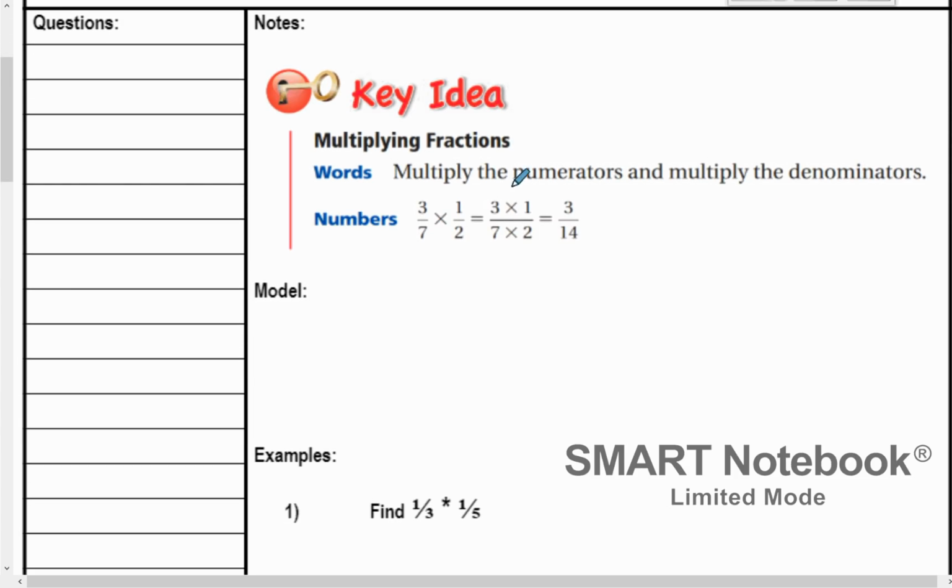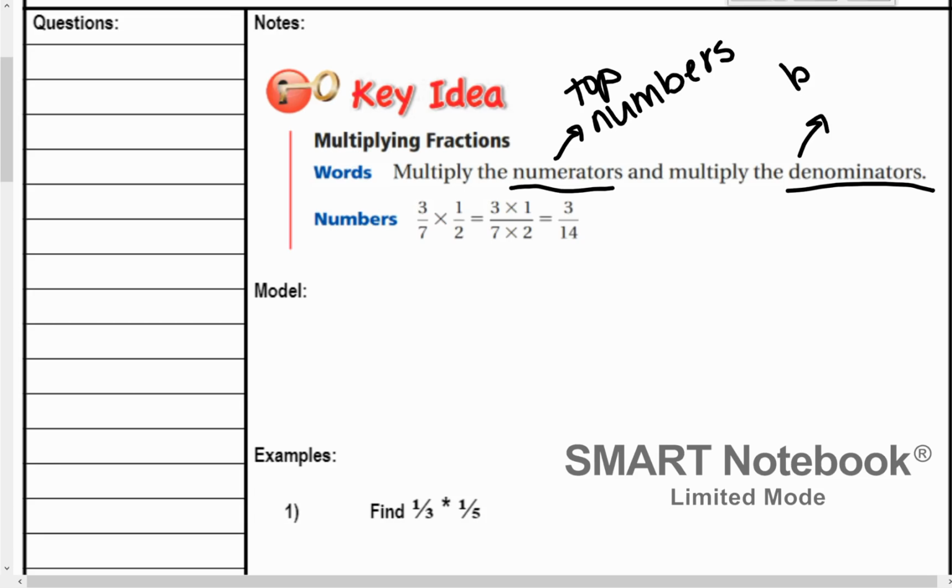All you do is multiply the numerators. Those numerators, remember, are the top numbers in a fraction. Multiply the numerators. So if your numerator is 3 and your numerator is 1, you multiply 3 times 1. Then you also multiply the denominators. Those denominators are the bottom numbers. So in our example, the denominators are 7 and 2, so we do 7 times 2.